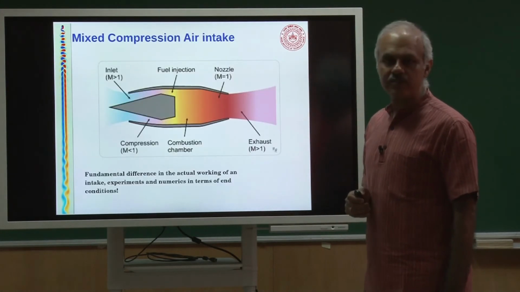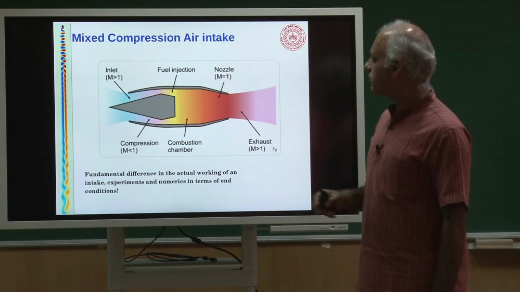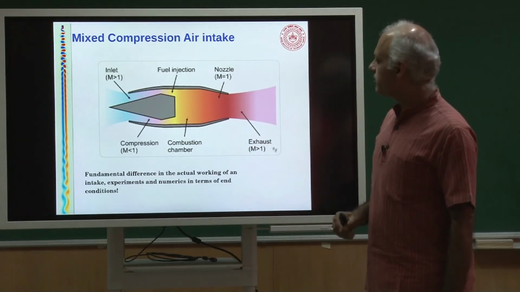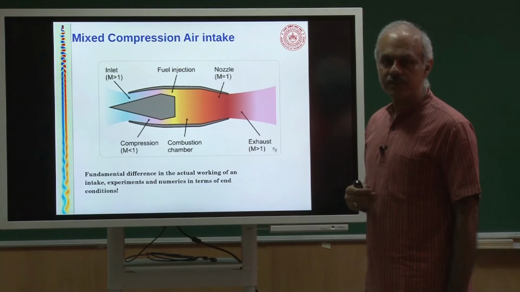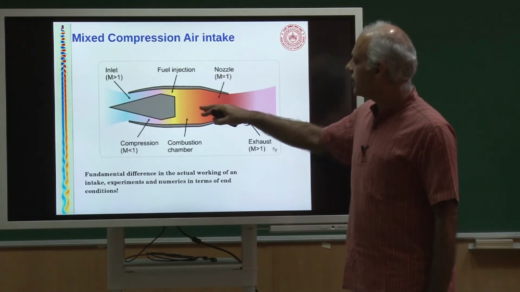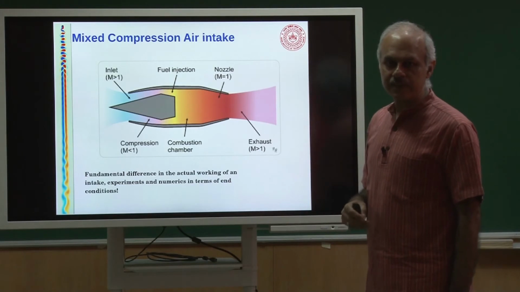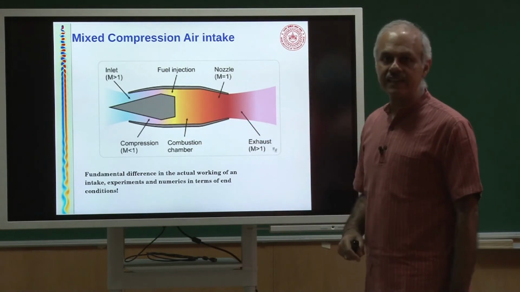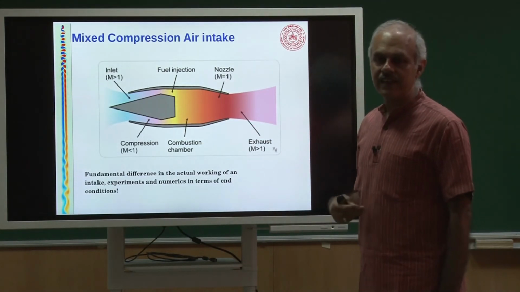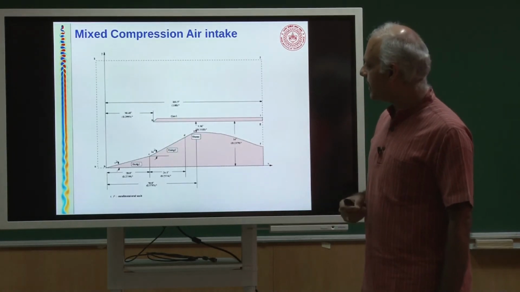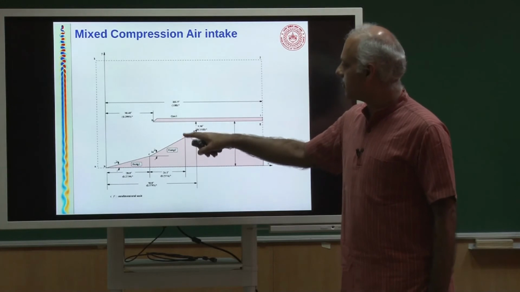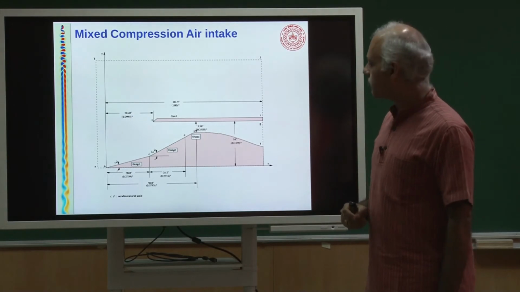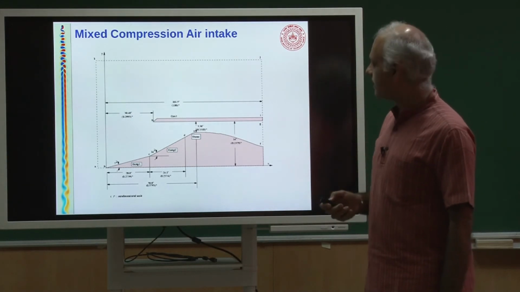So, here is a schematic of the calculation that will be done. We want to model a mixed compression intake, but only the intake part of it, not the combustion part. So, we will assume that when the pilot wants to increase the throttle, he pumps in more fuel, so the pressure inside the combustion chamber increases, and that pressure is actually acting as a back pressure on the air intake. So, we want to see the performance of this air intake at different back pressures. Here is the geometry that has been chosen. It is a double ramp intake. This is the cowl, and a back pressure is applied at the back to see up to what back pressures this engine can sustain.